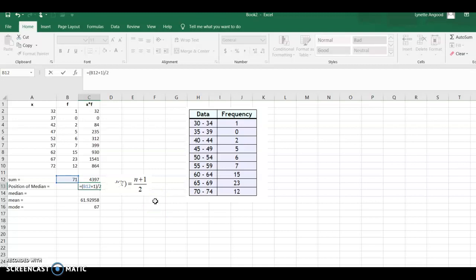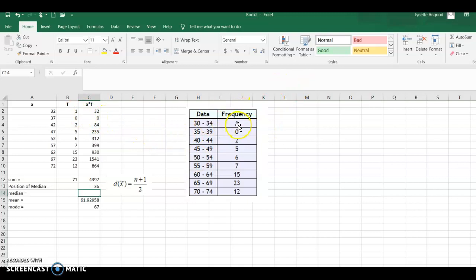And divide by 2. Now if this position of the median comes out to be a nice whole number, then that tells us that the 36th observation from the smallest is the median. If it came out to be a decimal, say 36.5, you would average the 36th and 37th positions to get your median. In this case, it came out to be a nice whole number.